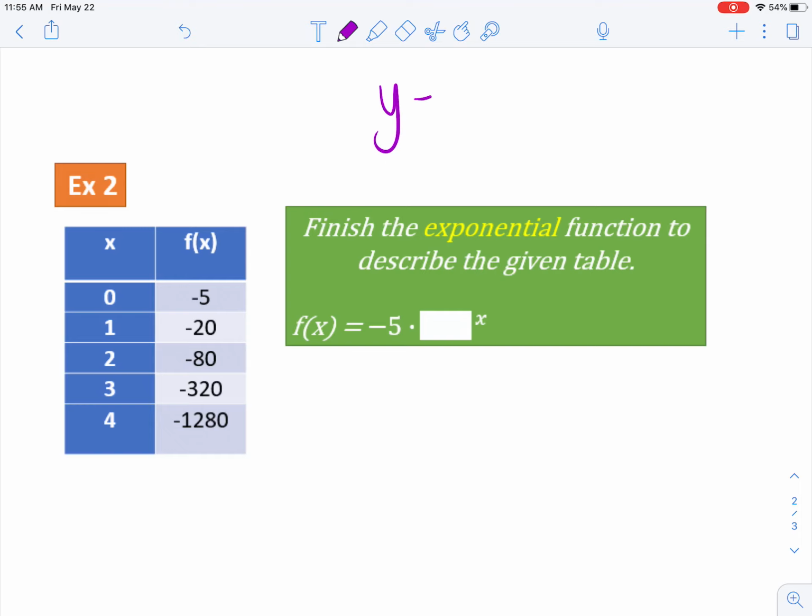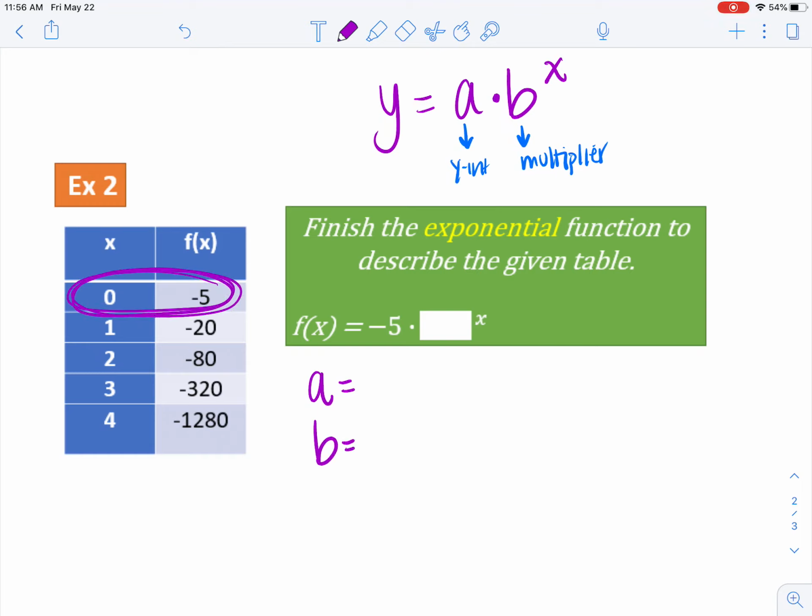Again, y equals a times b to the x, where a is your y-intercept and b is your multiplier, or your ratio, or your growth factor, or your base. Okay, looking for a, is my y-intercept in the table? Yes, it is. It happens when x is equal to 0. So I have -5, and you can see that that's already been put into the equation for you. We just need to fill in the b value.